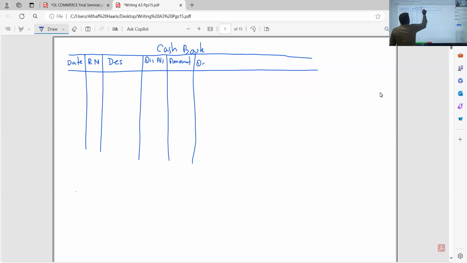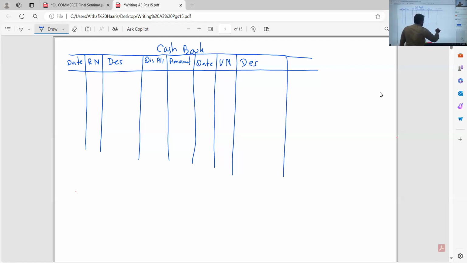Date. And the voucher number. Description. Discount received. And the amount.